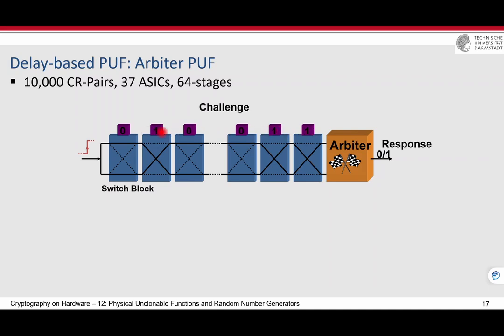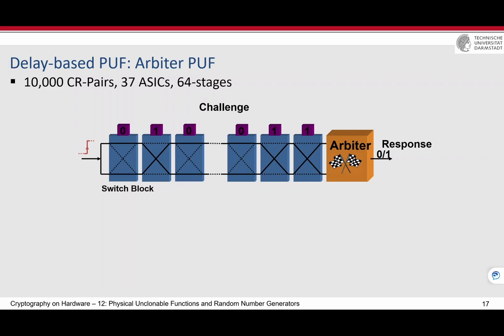These control bits are the challenge bits. Every time you select a challenge, you build a different path. Some of them pass, some of them cross. And each of these switch blocks has a different delay. If they pass, there is a particular delay difference between the upper and lower lines. And if they are crossed, another delay will be added to the difference between them.